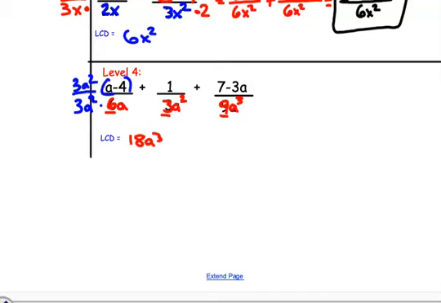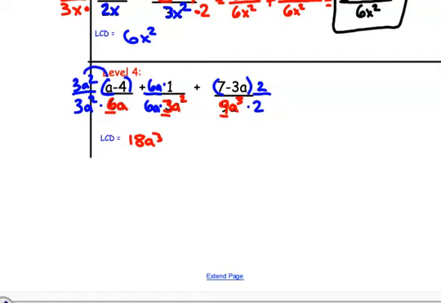This is going to be distributive property. This one needs to get multiplied by 6 to get to 18, and it needs another a. So this one's getting multiplied by 6a over 6a. And then this one, distributive property, needs to get multiplied by 2 to get to 18. And that's it, because it already has a to the third. Okay, so let's go through that. I'll write my answers down here.